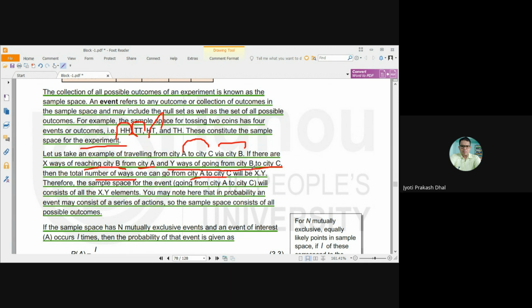So that means here you have to travel from city A to C and again from C to B. So if the number of ways for traveling A to C is X and the number of ways for traveling C to B is Y, then the total number of ways one can go will be XY. Therefore, the sample space for the event will consist of all the XY elements. You may note that the probability of an event may consist of a series of actions, so that the sample space consists of all possible outcomes.